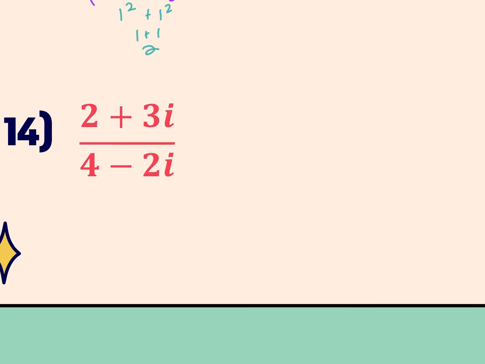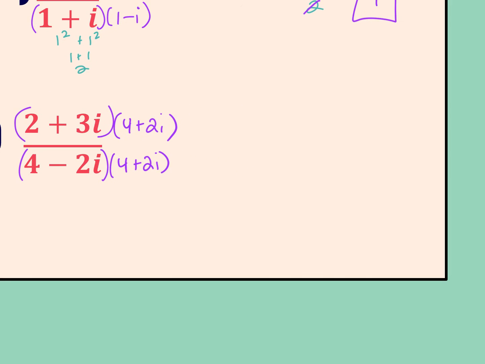Okay, we're going to do 14. So the complex conjugate would be 4 plus 2i. In my numerator, I'm going to FOIL it out. 2 times 4 is 8. 2 times 2i is 4i. 3i times 4, 12i. And 3i times 2i, positive 6i squared.